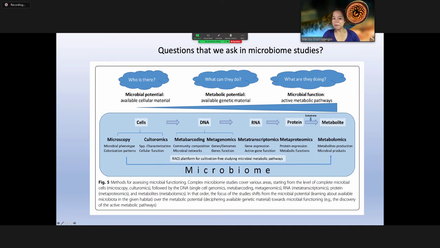Phenotypes: the bacteria have different phenotypes, different colors, different colony formations, different growth rates. It really is something you need to think about when you do this. Metabarcoding is just 16S amplicon sequencing, or 18S or ITS. Metagenomics is the whole genome of that sample. Metatranscriptomics is gene expression. Then metaproteomics and metabolomics. So these are all the types of studies being done nowadays in addition to 16S amplicon sequencing.